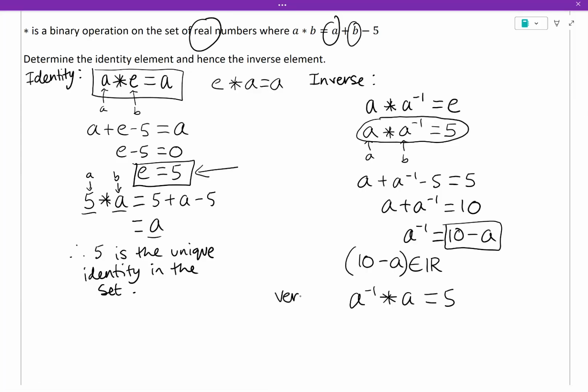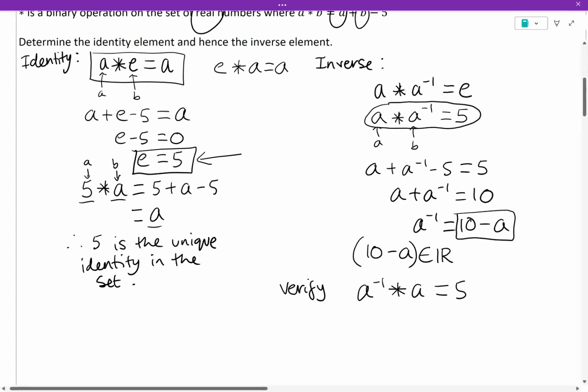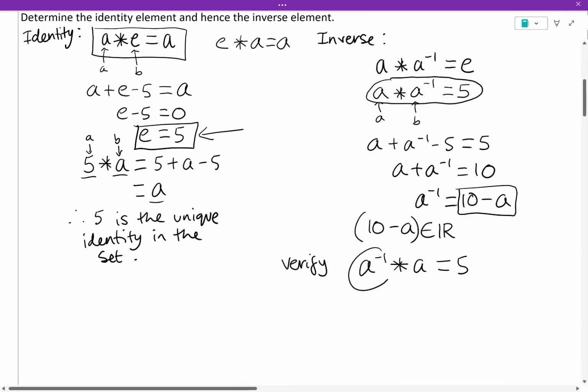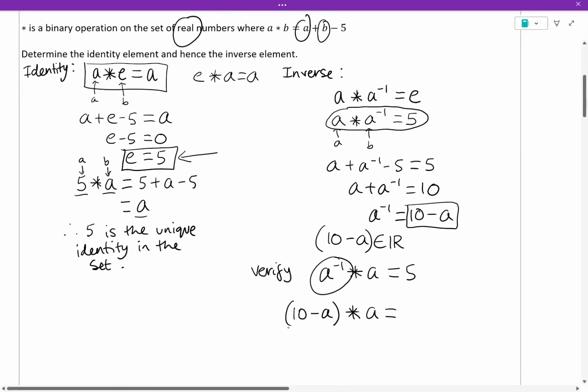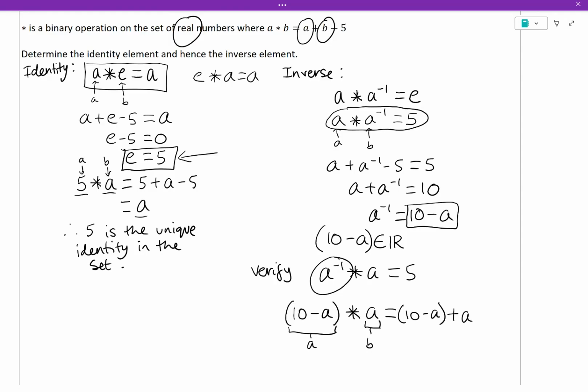So we need to verify this statement. Essentially the combination I need to do is our inverse of A, which was 10 subtract A, combined with A. And I just need to check that this simplifies down to 5. So our left element is 10 subtract A, so that would be our A in our binary operation, whereas our right element is A, so that would be our B. So let's go through our binary operation. I'm going to replace this A here with 10 subtract A, and then we're going to replace this B here with an A, so plus A, and then we've got subtract 5.